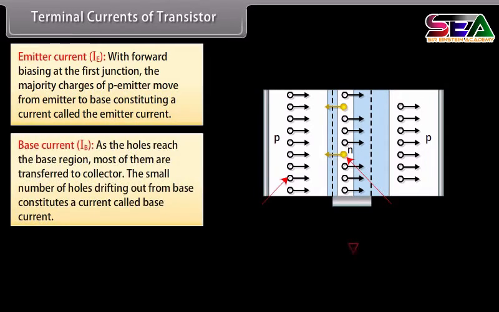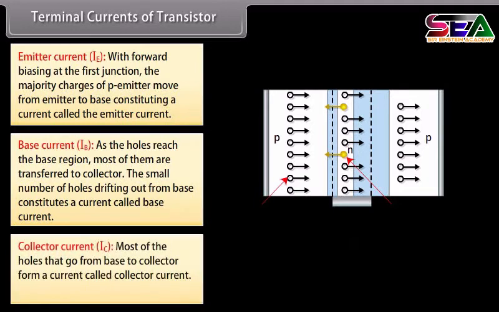Base current, IB. As the holes reach the base region, most of them are transferred to the collector. The small number of holes drifting out from the base constitutes a current called base current. Collector current, IC. Most of the holes that go from base to collector form a current called collector current. IE is equal to IB plus IC. The current concepts are all the same in PNP and NPN, except that all currents are directed opposite in the two cases.